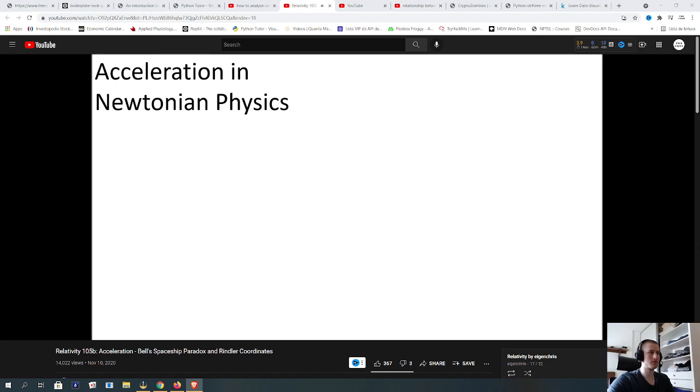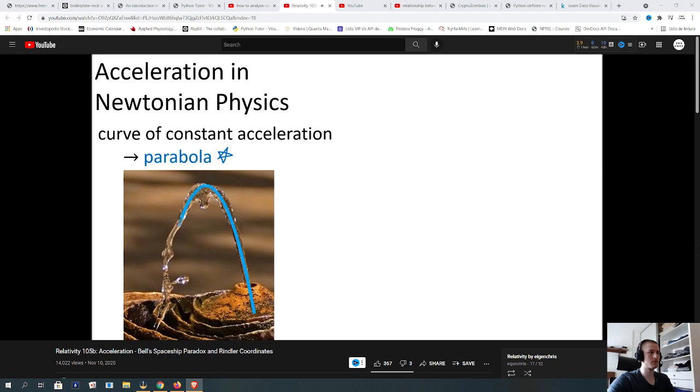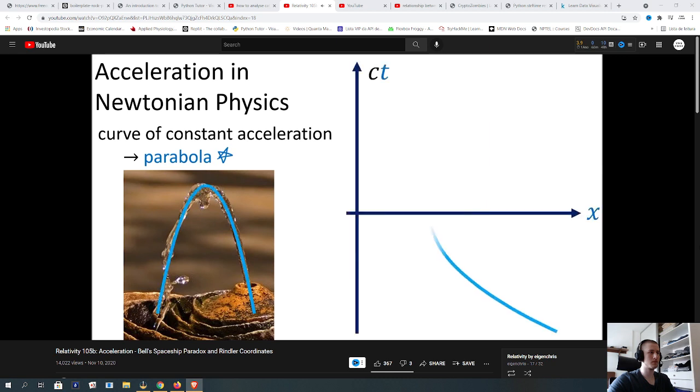Let's first examine this problem with accelerating spaceships in Newtonian physics. You should already know that in Newtonian mechanics, an object traveling with constant acceleration travels in a parabola curve, which looks like this on a space-time diagram.